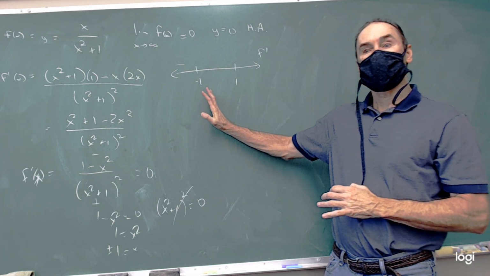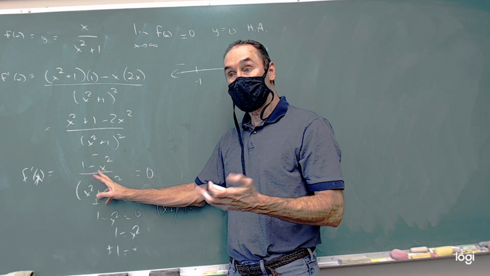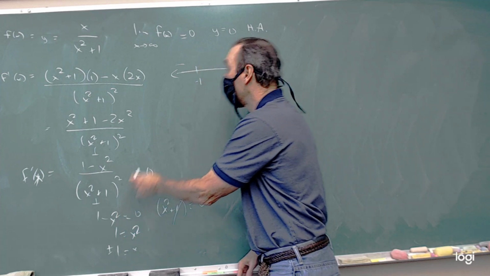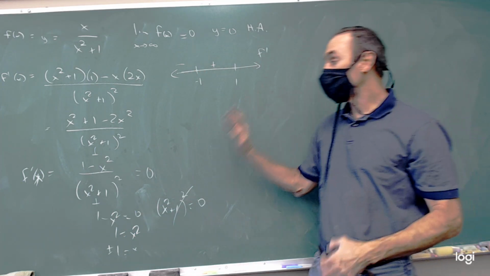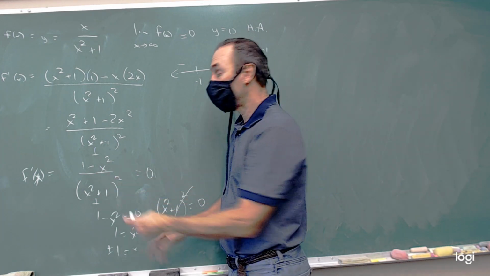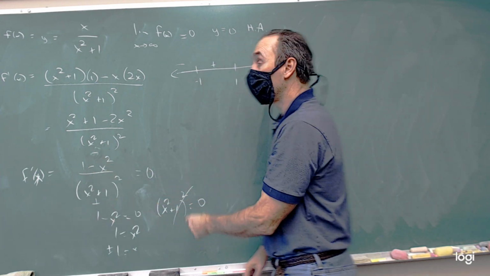If we plug in 0, 1 minus 0 is positive. So we have a positive over a positive, that's going to be positive. I plug in 2, 1 minus 2 squared is negative again. So now we have a negative over positive, we're back to negative.